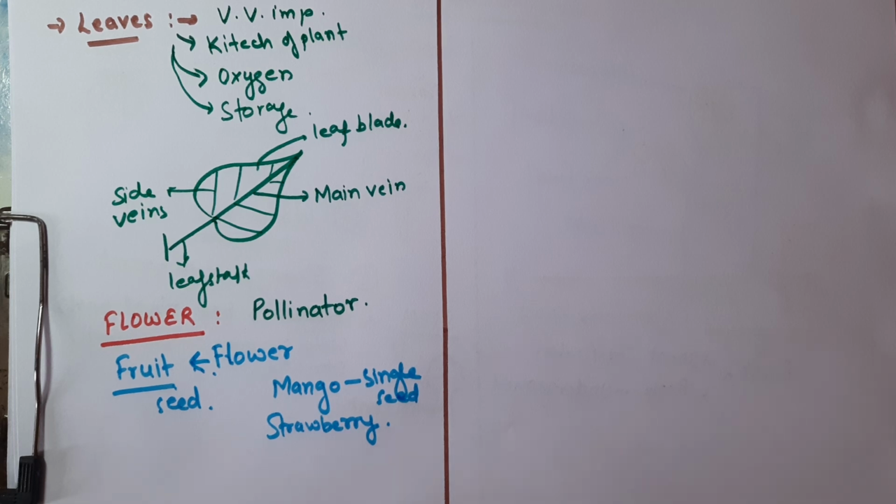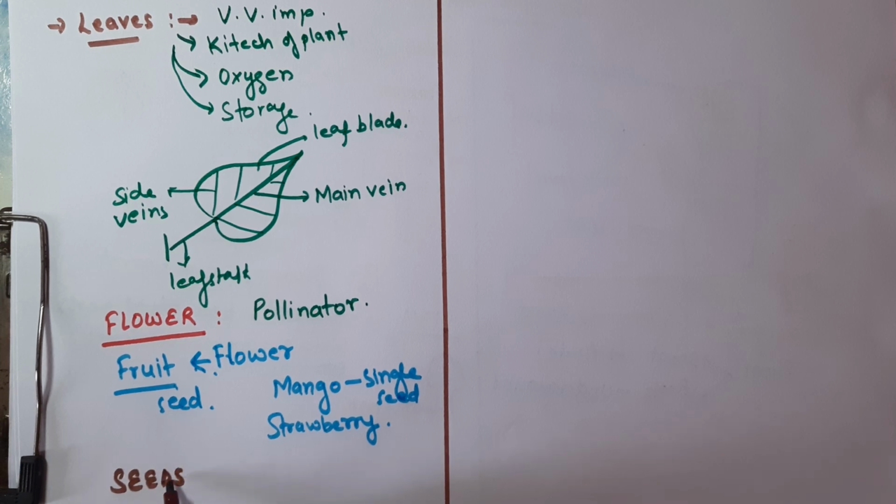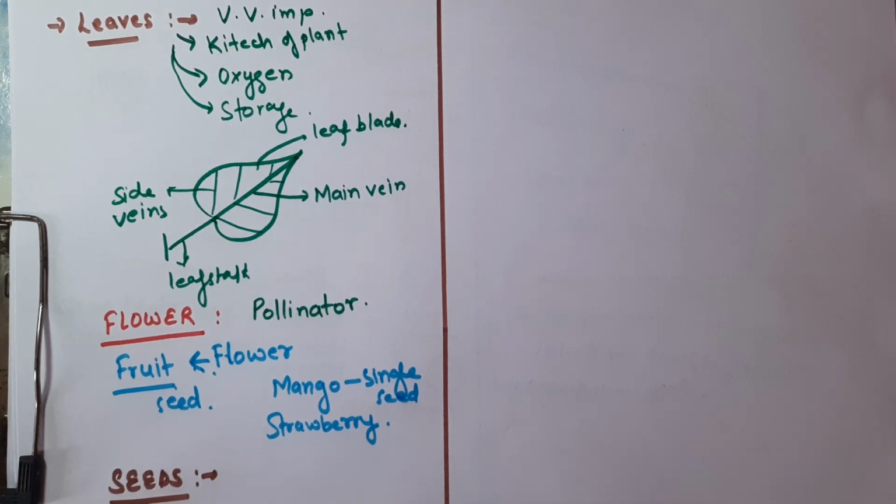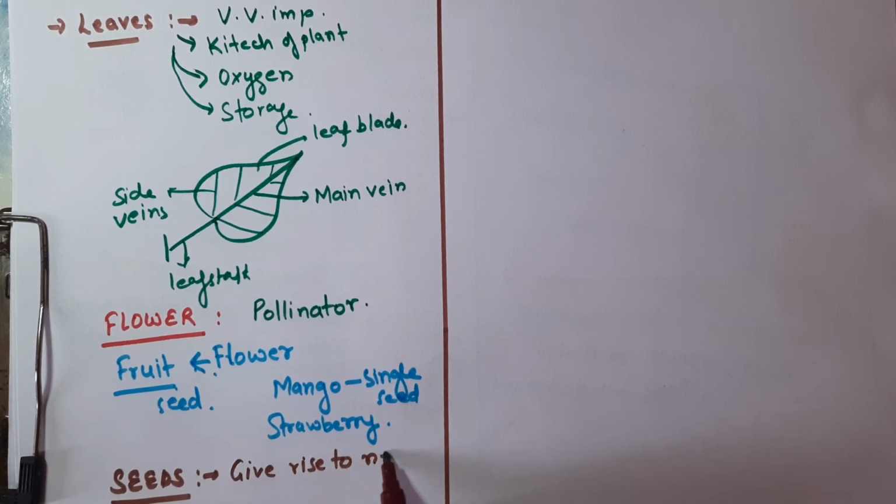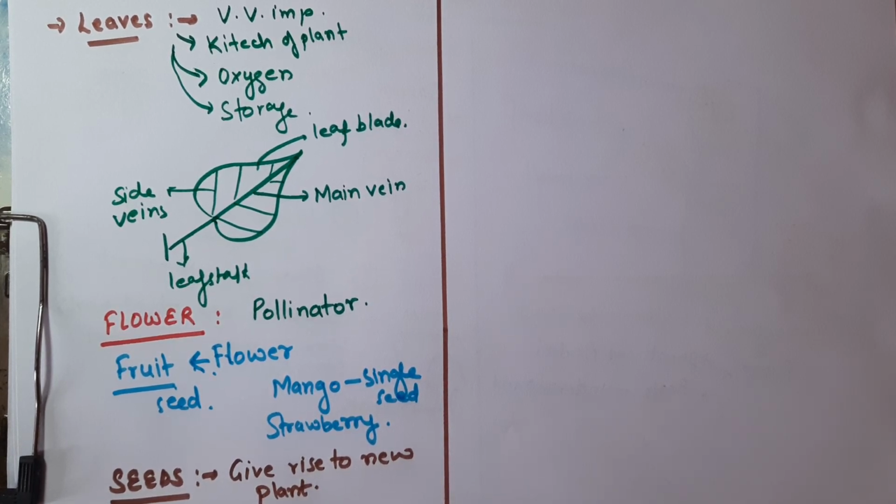So now let's talk about the seed. What is the main function of the seed? It will give rise to a new plant. Nobody wants to die, right? So they will try to produce offspring. Through seeds the plant will give rise to a new plant. And how will it happen? This will happen with the process of germination.